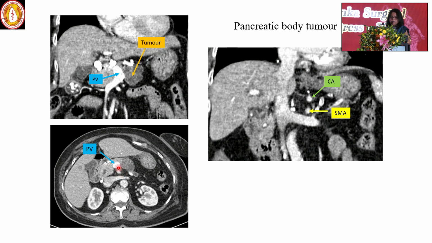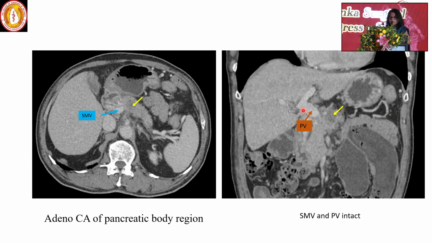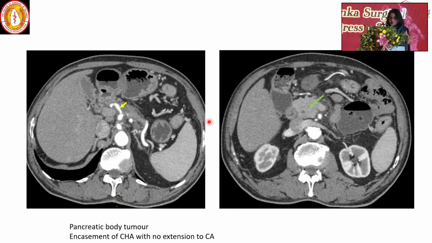So this is the portal vein, and this is the axial and coronal section. You can see the celiac axis and the SMA are free of tumor. Again, this is a resectable tumor, a tumor in the body region, and this is the superior mesenteric vein. There is normal pancreatic tissue in between. Again, there is no contact with the superior mesenteric vein, and the portal vein is away from the tumor, so venous-wise it is resectable.